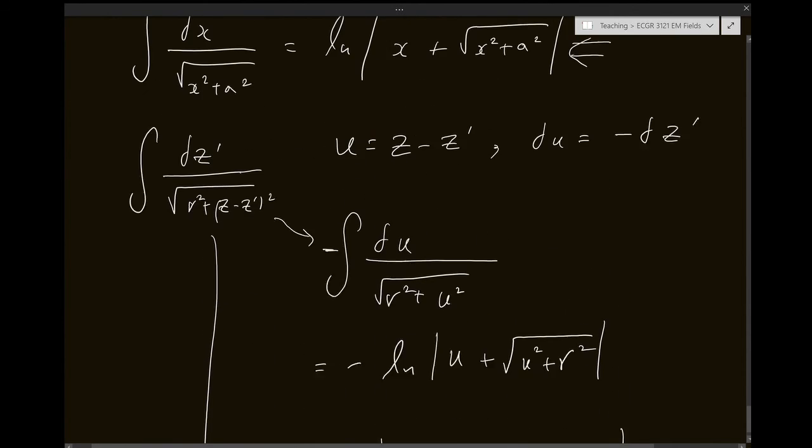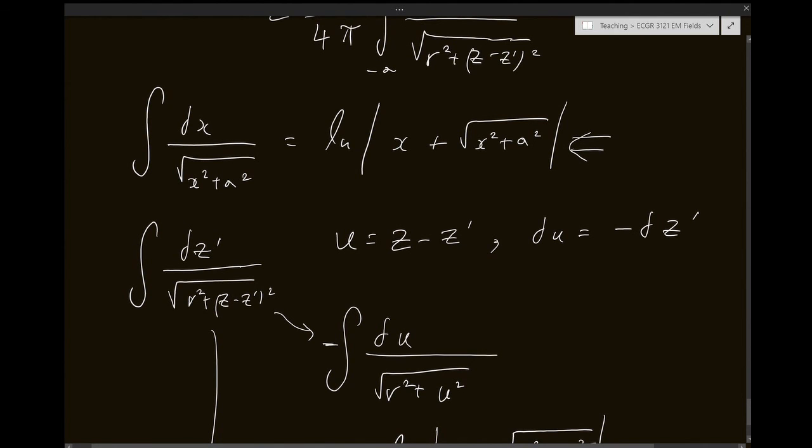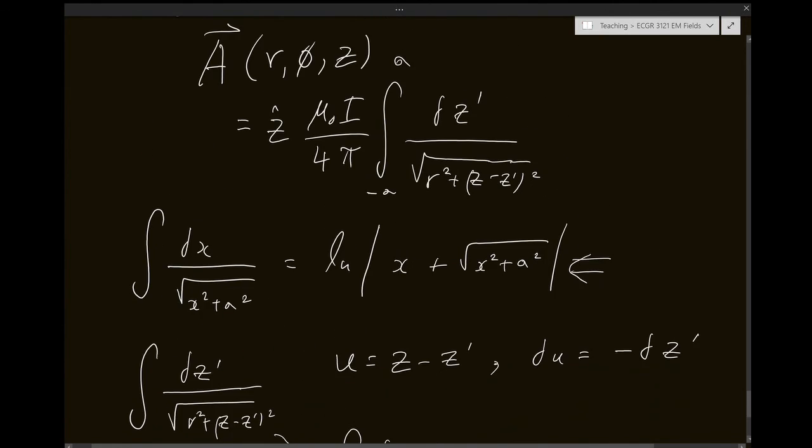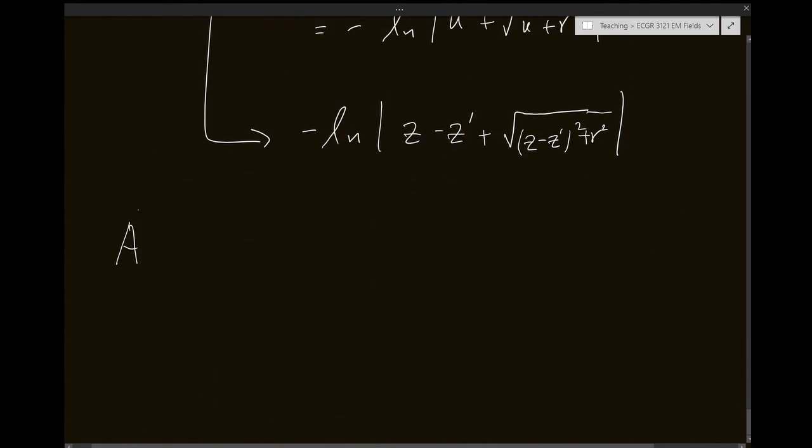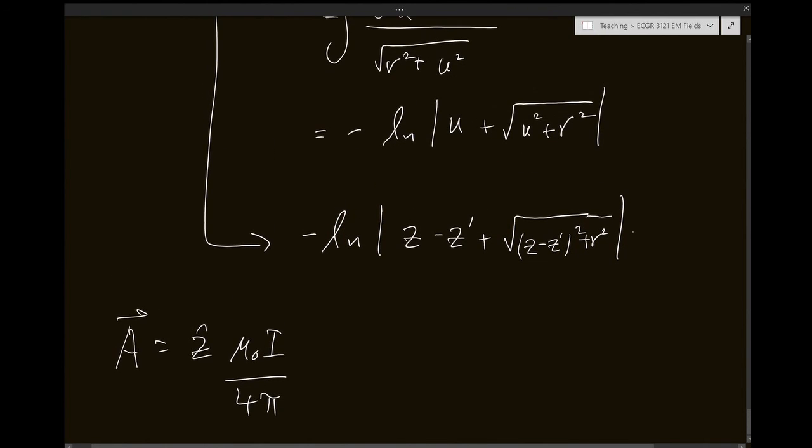Okay, now I want to find this integral from where to where, from minus a to a, right? So let me rewrite this. The general A equals z hat mu naught I over 4 pi, and then I'm calculating this from minus a to a. Notice this negative sign. So this is still going to be a division, because I'm going to have this ln minus another ln. But because of this extra minus sign, the first term is going to be in the denominator, and the second term is going to be in the numerator. It flips because of this minus sign. So let me do the division.